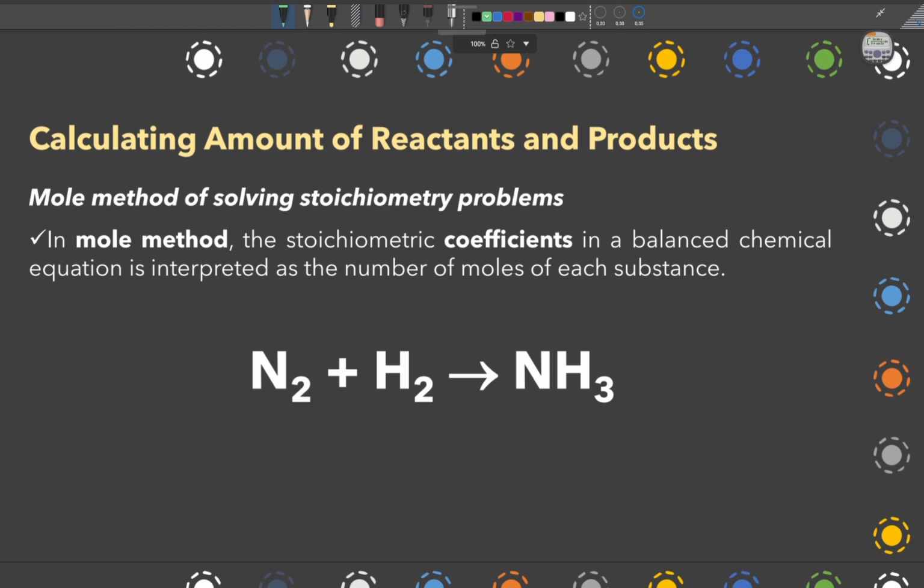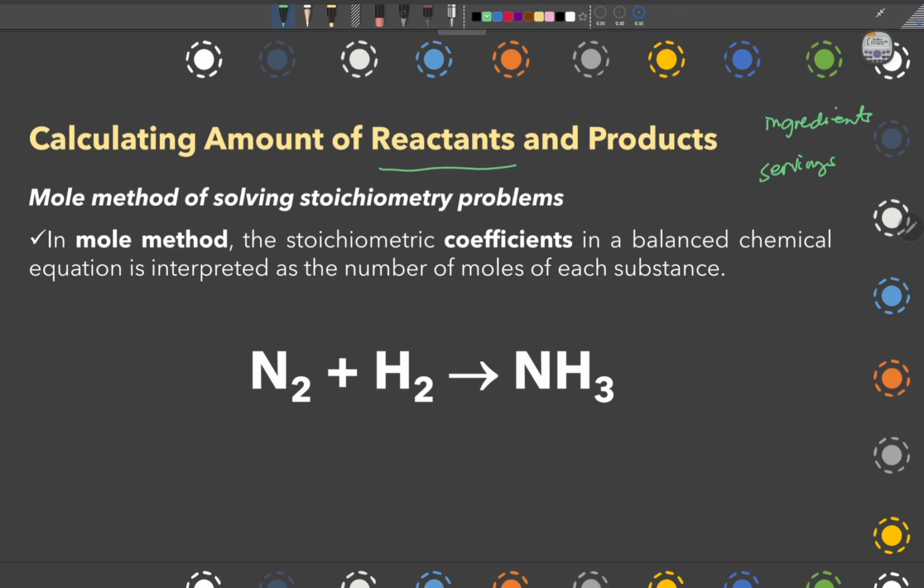So, calculating reactants and products. As mentioned in the previous video, we identify the amount of the products depending on the available reactant. Basically, when you're cooking, you will know how many servings based on your ingredients, right? So you can also calculate that using the chemical reaction.